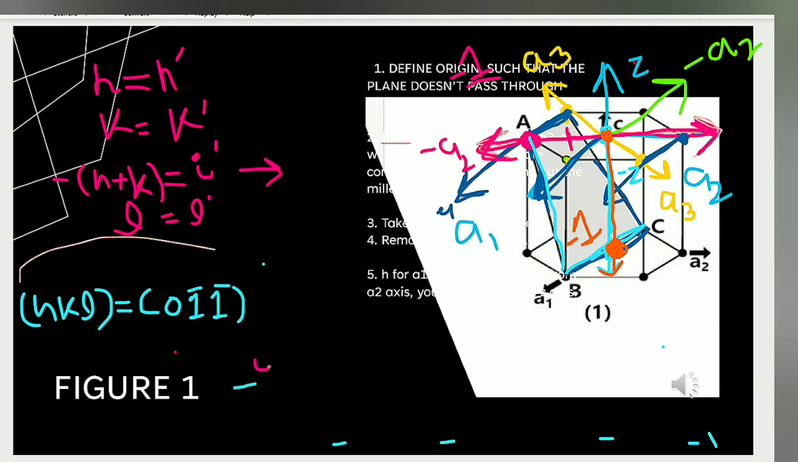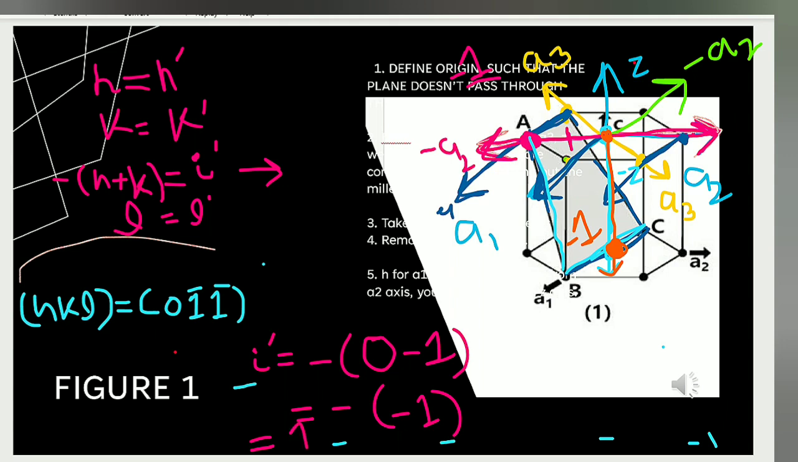So if I want to find I prime from the equation, then I can do it by simply plugging in the values of h and k here. Like that, h is 0 and k is -1. So 0 minus 1 is again -1, and negative of -1 is equal to 1. So the third index is 1 actually.